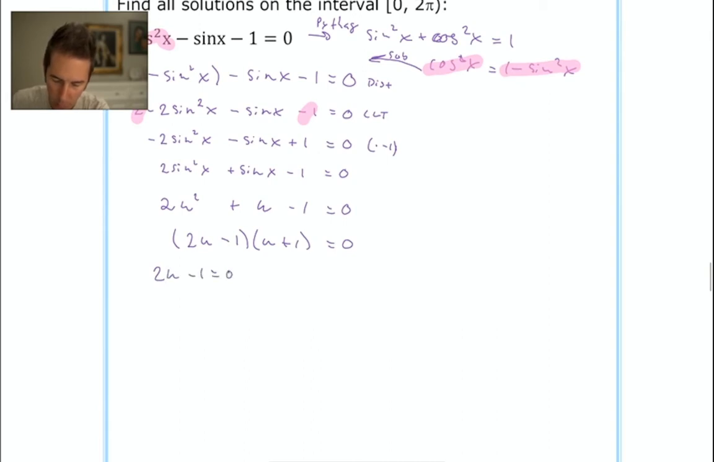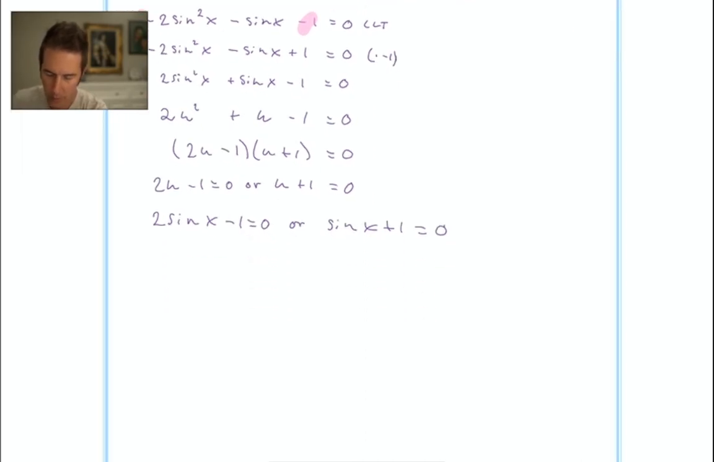2u minus 1 equals 0. U plus 1 equals 0. And then we can back substitute. Let's replace those u's with sine x's. Oops. It should say 2 sine x minus 1 equals 0, or sine x plus 1 equals 0. Solve both of these equations for sine x.